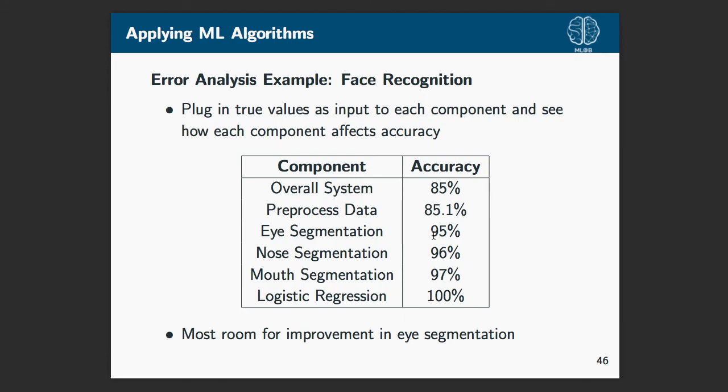So it went up from 85.1. Yeah, so basically, before you plugged in the true values, it was 85.1%, and then after you plugged in the true values, it became 95%, and this is the accuracy of the overall model, not just the I segmentation part. Right, so you know that this is where most of the issue is coming from.